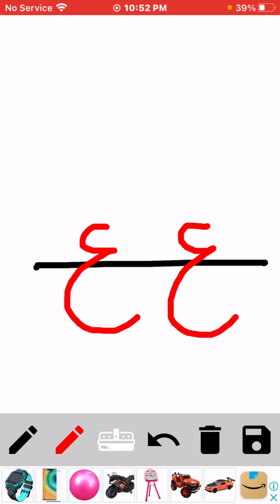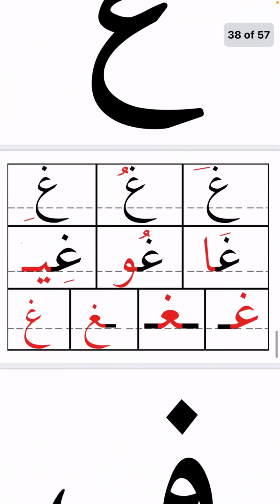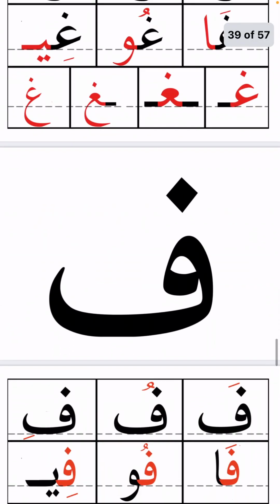So this is the letter ayn, and this is its sister ghayn. We only put one dot above. So this is ghayn, and its sound is gha, and this is a heavy letter. Pay attention. Look at this letter. This is a famous sound you must hear. This is the letter fa, and its sound is also fa. So the name and sound are the same.